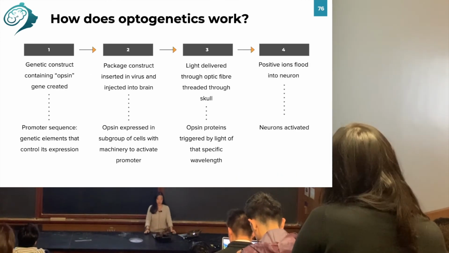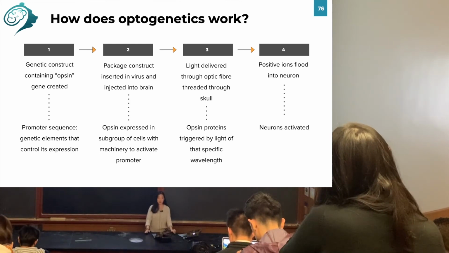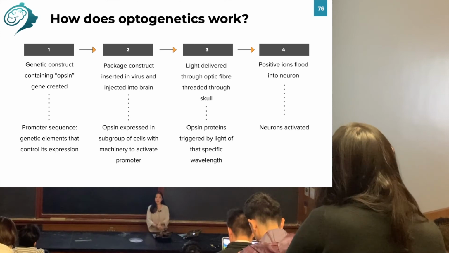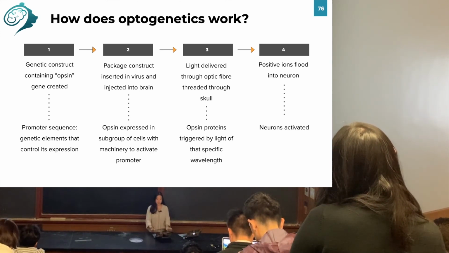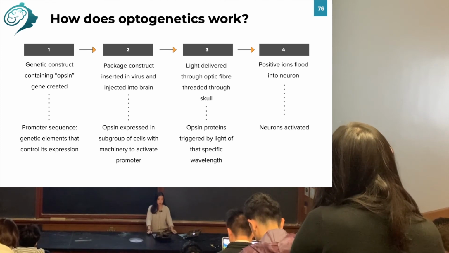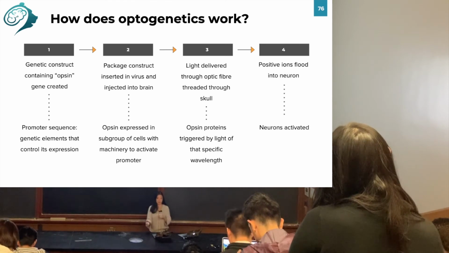How does optogenetics work? First of all, a genetic construct has to be made containing the opsin gene, whether that's the channel rhodopsin 2 gene or other ones. ChR2 is the most common though. And then a promoter sequence is also added. This is a genetic element that controls its expression. And then this construct is packaged and inserted into a virus, which is then injected into the brain.